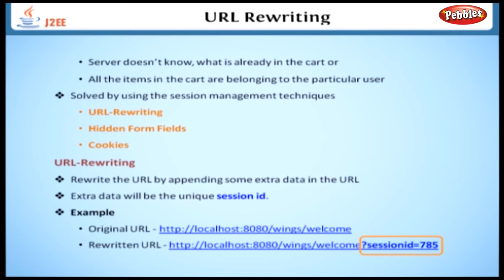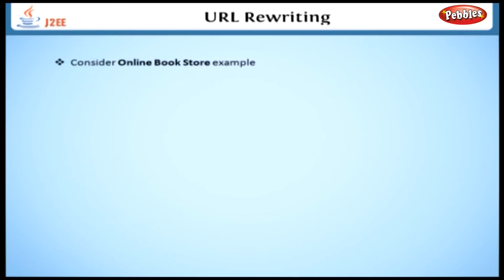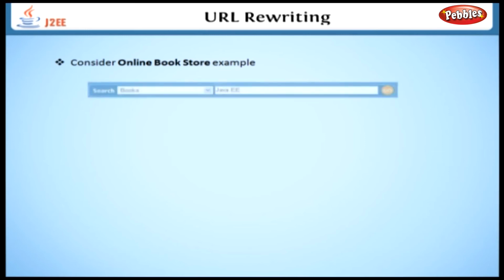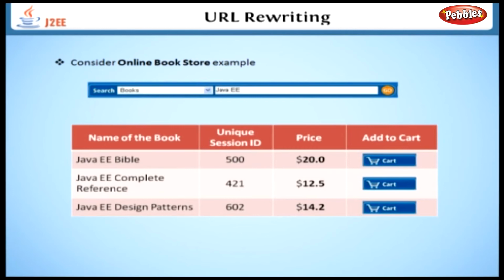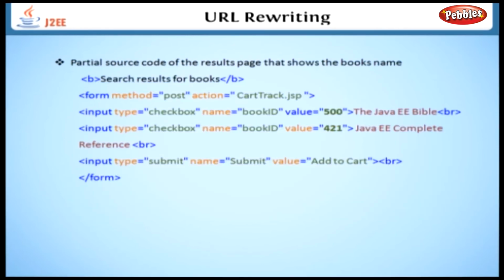For a better understanding, I explain the same in an online bookstore example. In that case, you are searching for a book by giving the name. The search result shows some of the related books with the book name, followed by a checkbox. Every book has a unique ID and Add to Cart button. Here is the partial source code of the results page that shows the book's name, the Java EE Bible and Java EE Complete Reference.